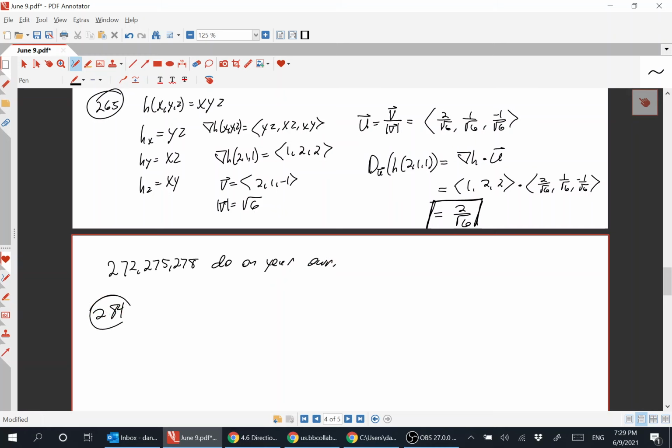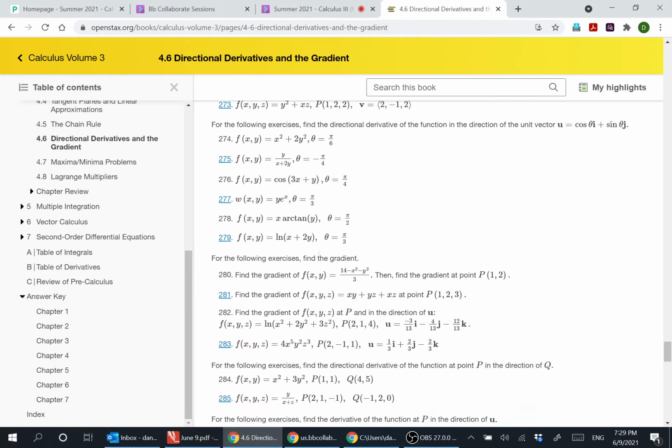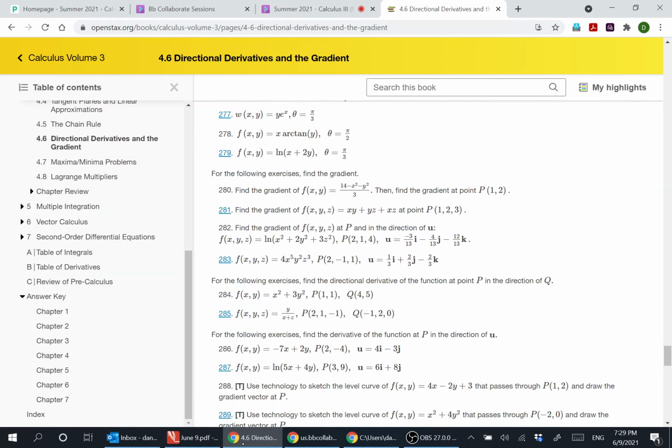284. Let's do that one. It's interesting the way they stated the problem. So you've got the following function, f(x,y). Find the directional derivative at the point P in the direction of Q. So what do they mean by that? So f(x,y) is equal to x squared plus 3y squared.